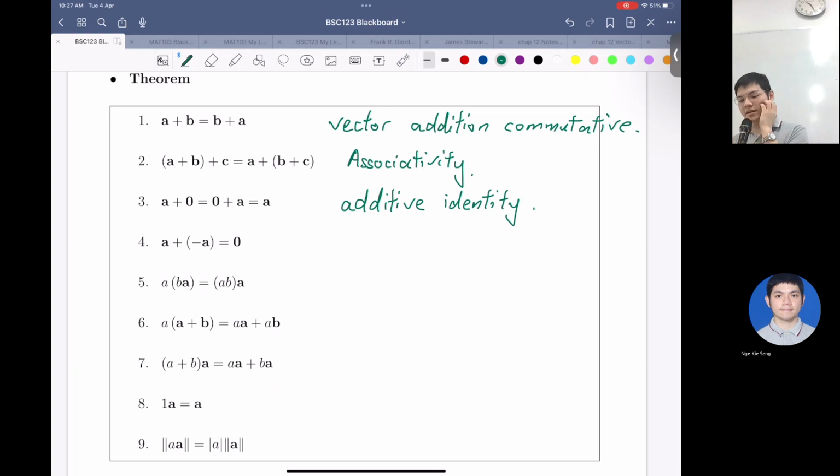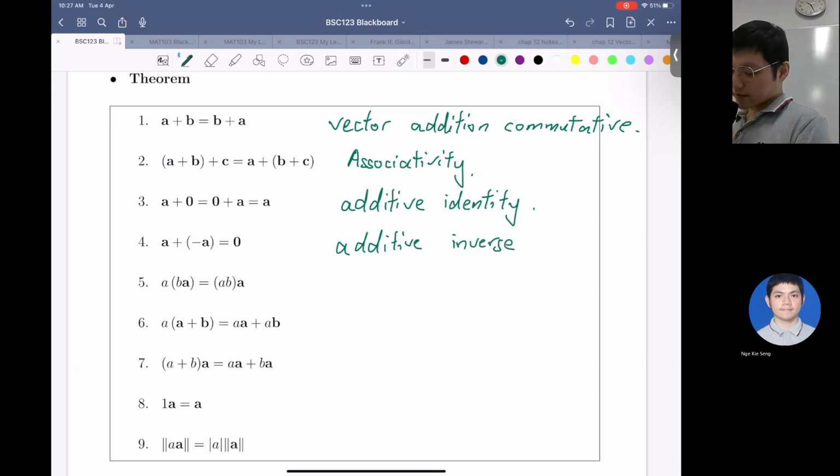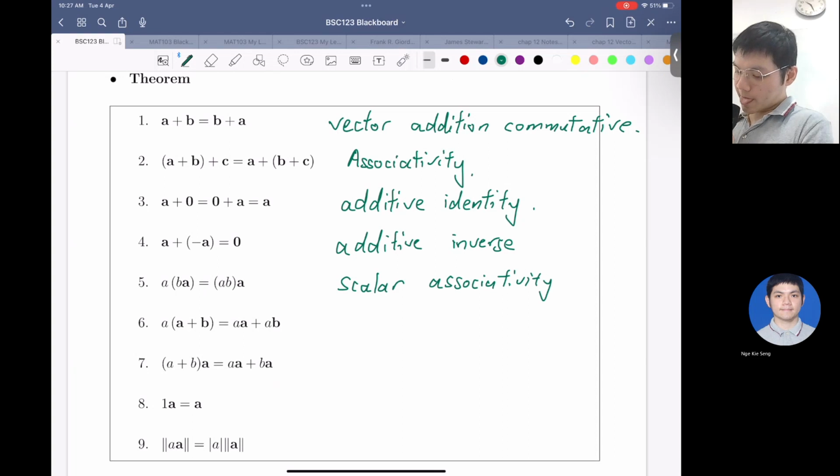Four is the inverse. The vector that you add to A to get 0 is minus A, the additive inverse. And then next is the scalar multiplication, scalar associativity. If you want to multiply two scalars, you can multiply the scalars first, then multiply.